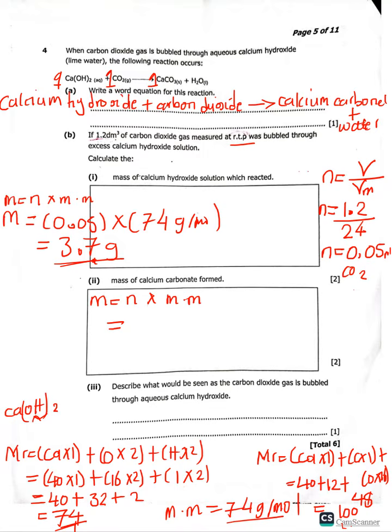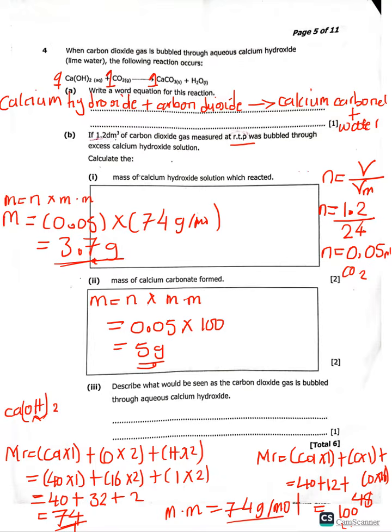So for the mass, we use the number of moles 0.05 times 100. If we multiply this, we are going to get 5 grams, because 0.05 times 100, we just move the decimal to the right 2 times.